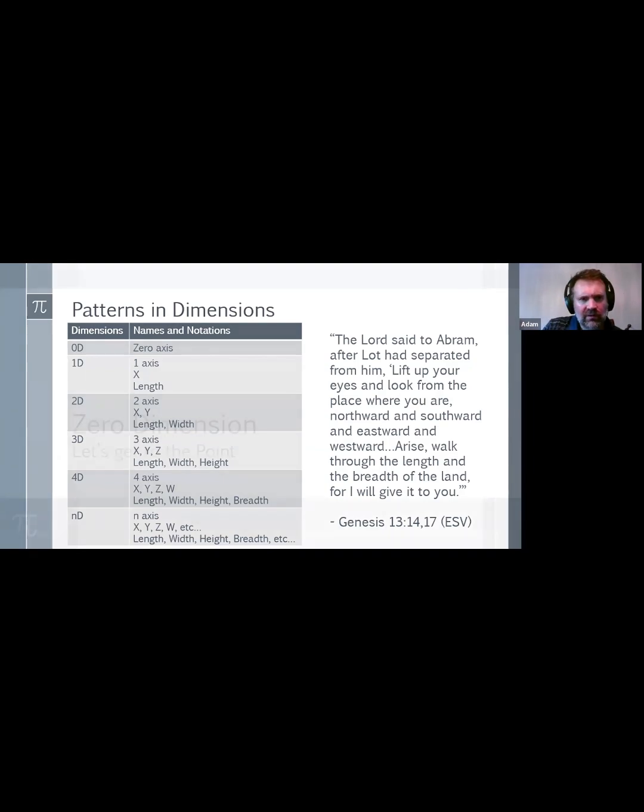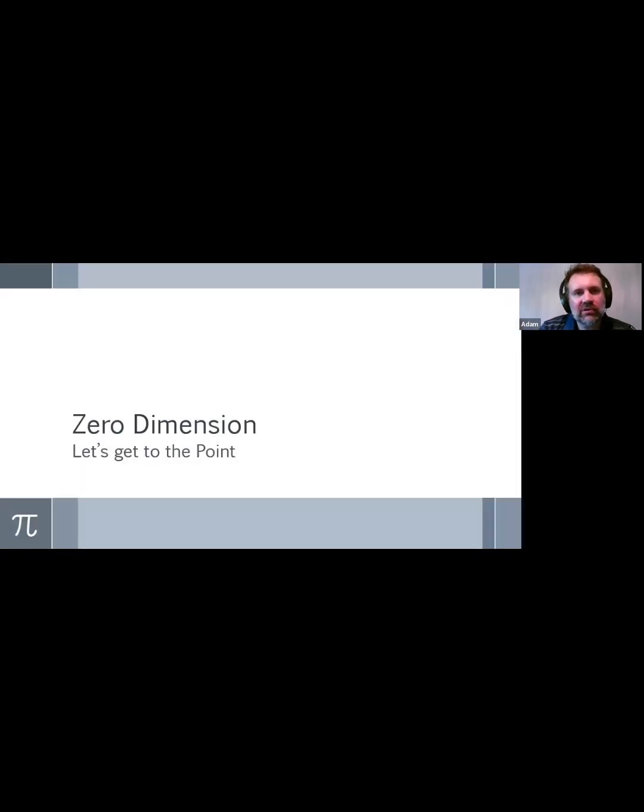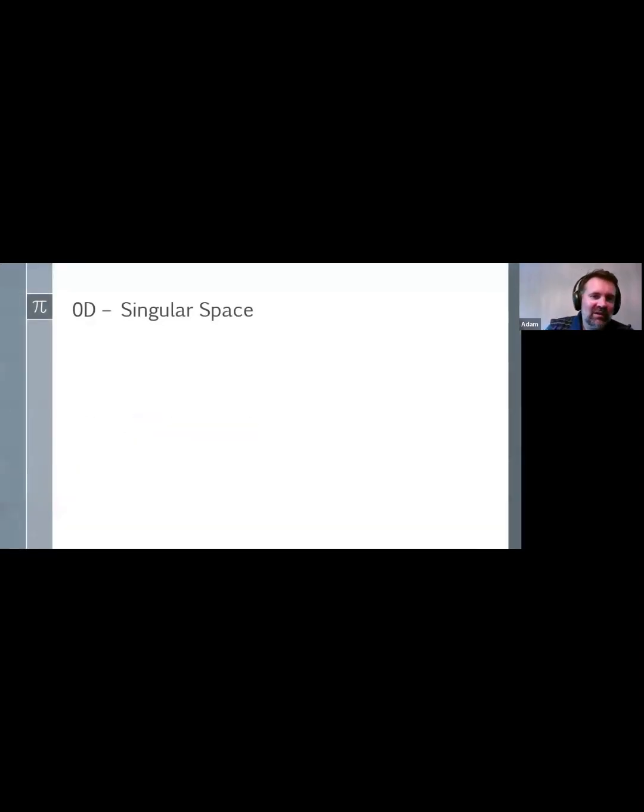So let's start with the zero dimension. Let's get to the point, as the pun is very much intended. Let's get to the point. So this is basically what they call singular space. It is, as I said earlier, just a dot in space.